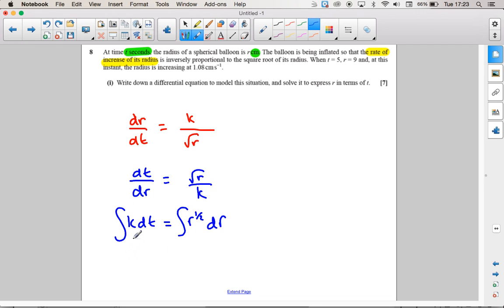This can now be integrated, so we're going to have kt equals, add 1 to the power, divide by the new power. The new power is 3 over 2, so dividing by 3 over 2 is the same as times by 2/3. And there's my plus c.